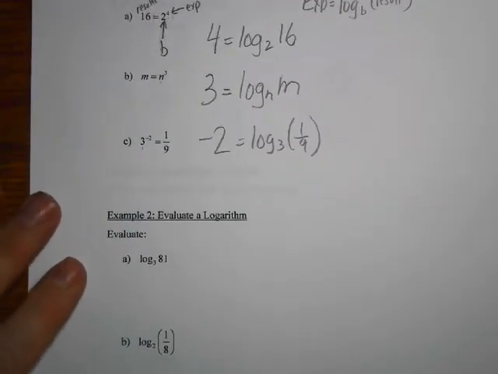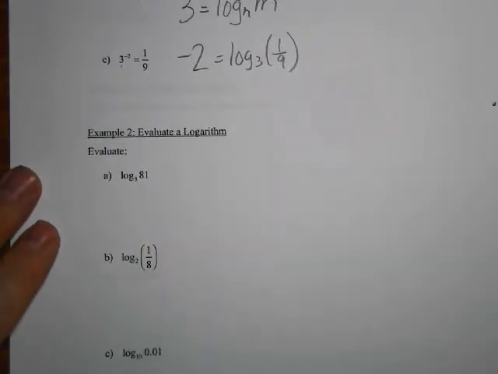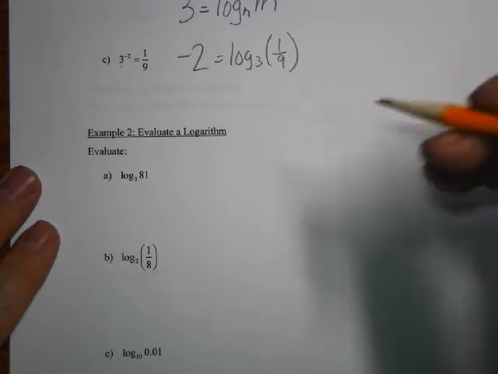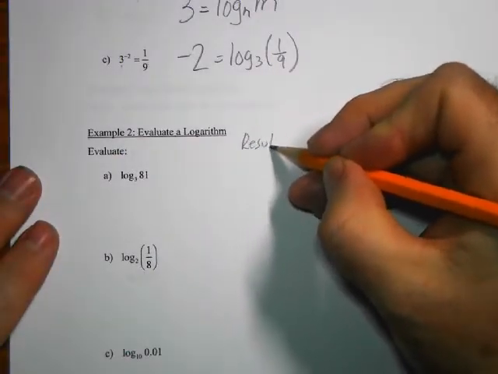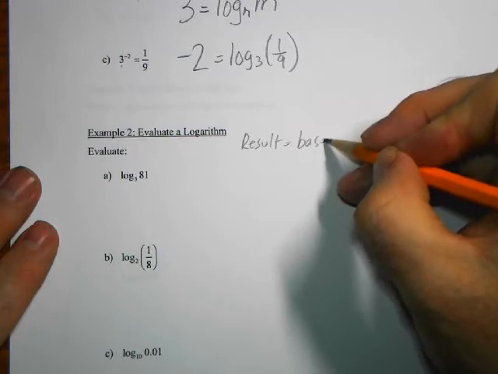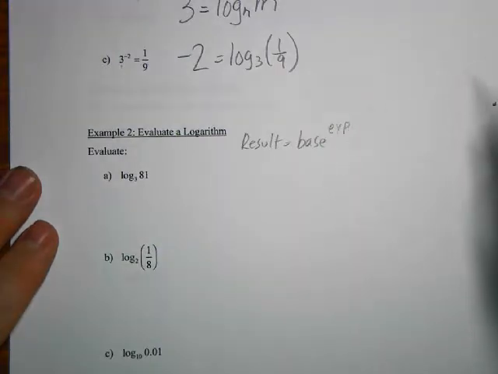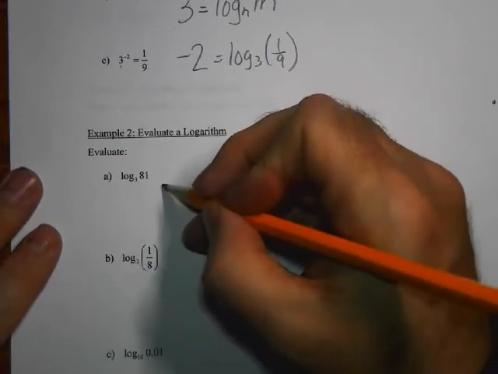Now we're going to go the other way. These are written as logs. I want to change it around into exponential form. This one should be probably more straightforward. This time the result is equal to the base to the power of the exponent. Oh, this is evaluate. My mistake. Okay, so we're evaluating these logs.